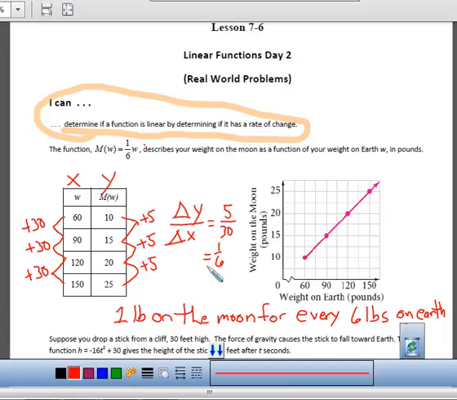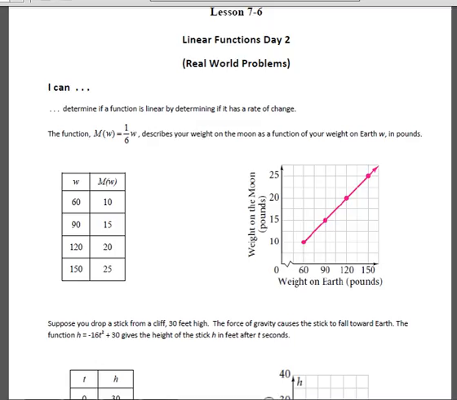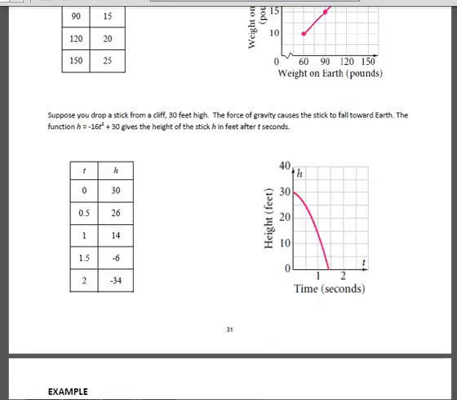Okay? So that is our constant rate of change. So this is a function because every input has exactly one output. It's a linear function because there is a constant rate of change. This is that constant rate of change. All right, so now let's take a look at the next example below.